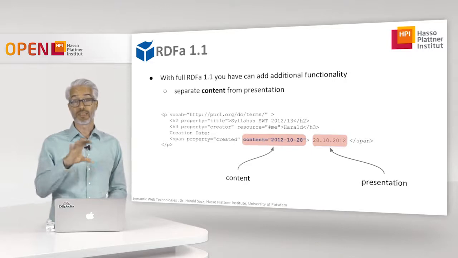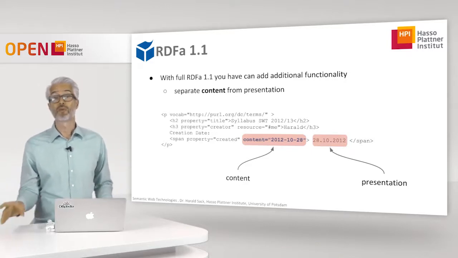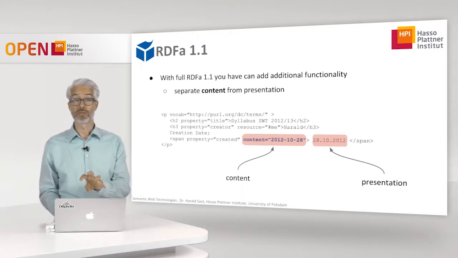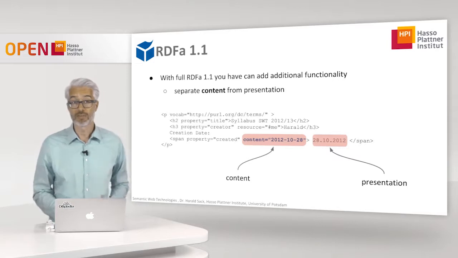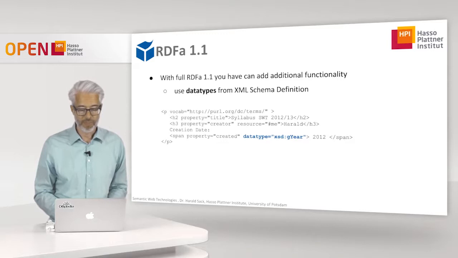So I can separate the presentation, which will be displayed in the browser, from the content, which then will be used as a data item within the RDF that is extracted from the RDFa embedded in that HTML page. So this is the first thing what I really can do. I can separate content from presentation.